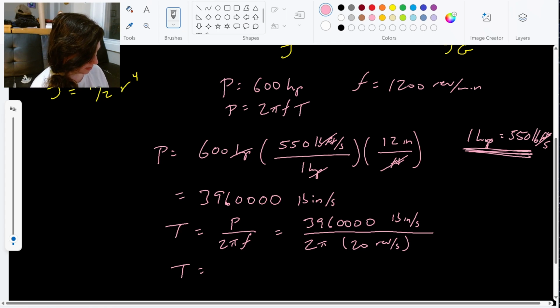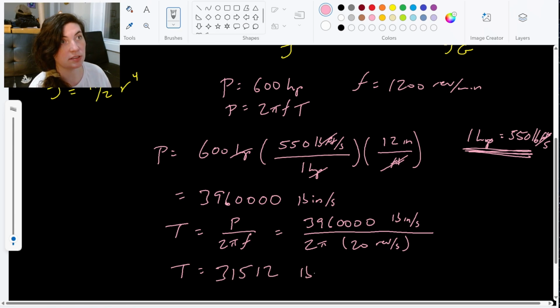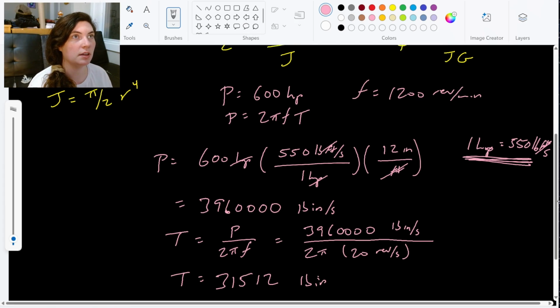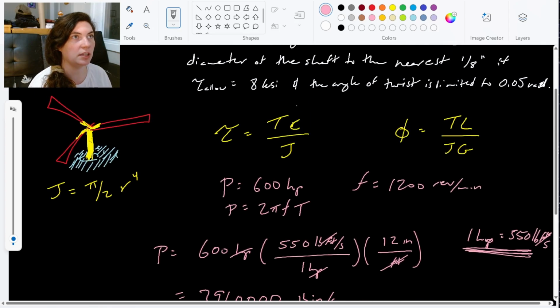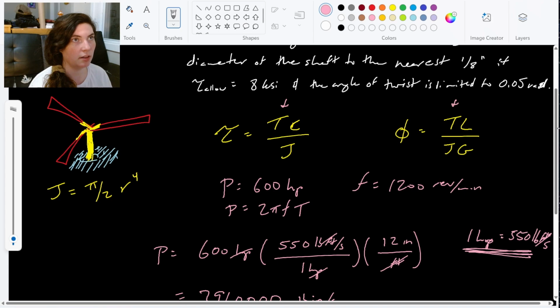We get a torque value of 13,512 pound inches. That's what our torque is in, pound inches. It's fine. All he needs to do is get plugged into these two equations. That's really all we needed him for. All that work just so we could actually solve the equations that we're interested in.